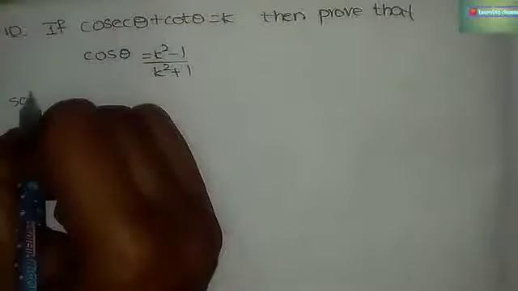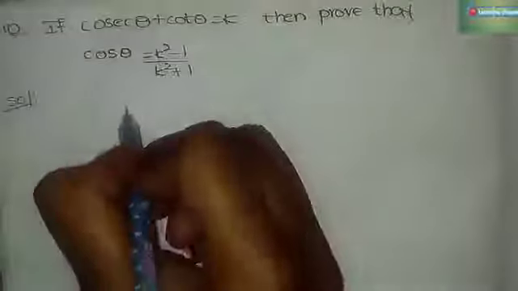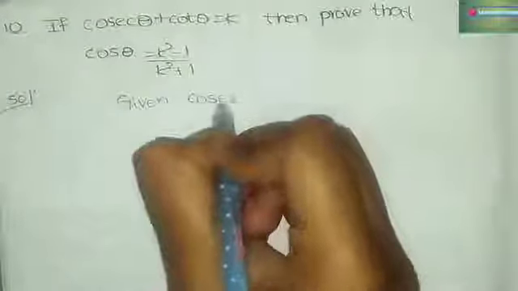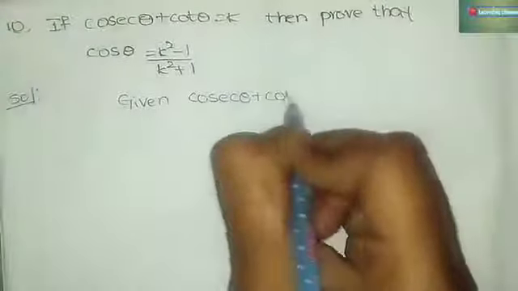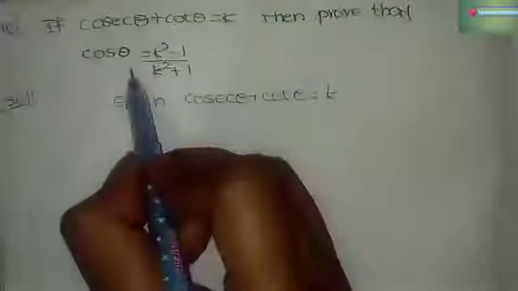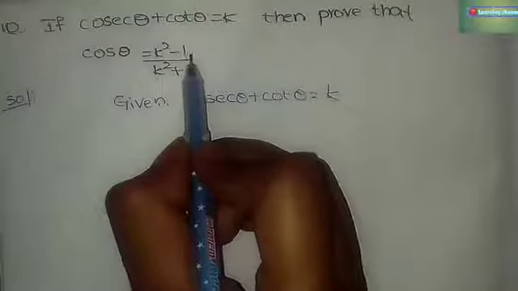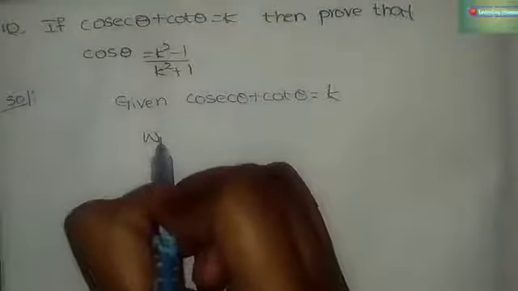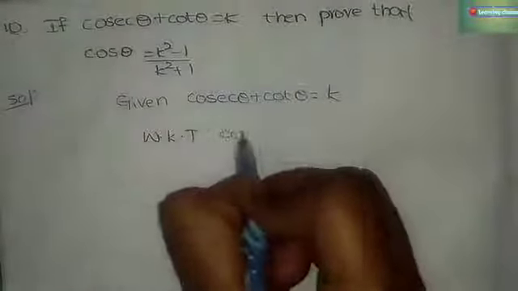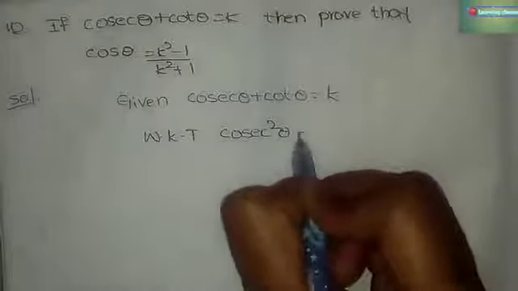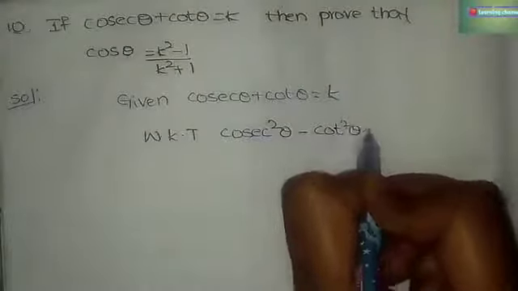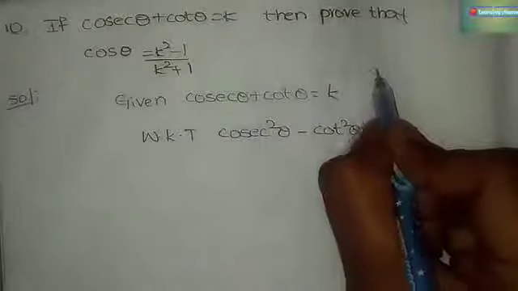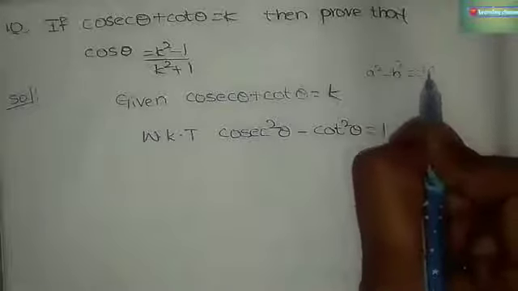Let this equation be number 1. This is number 2. So now, cosecant theta plus cot theta is equal to k. And also, cosecant theta minus cot theta is equal to 1 by k. Now I am doing 1 plus 2. I am adding 1 and 2. 1 is cosecant theta plus cot theta is equal to k, and 2 is cosecant theta minus cot theta is equal to 1 by k.